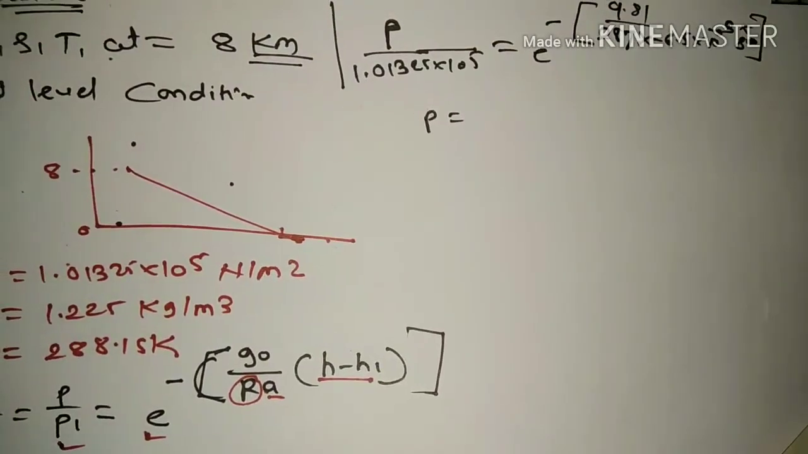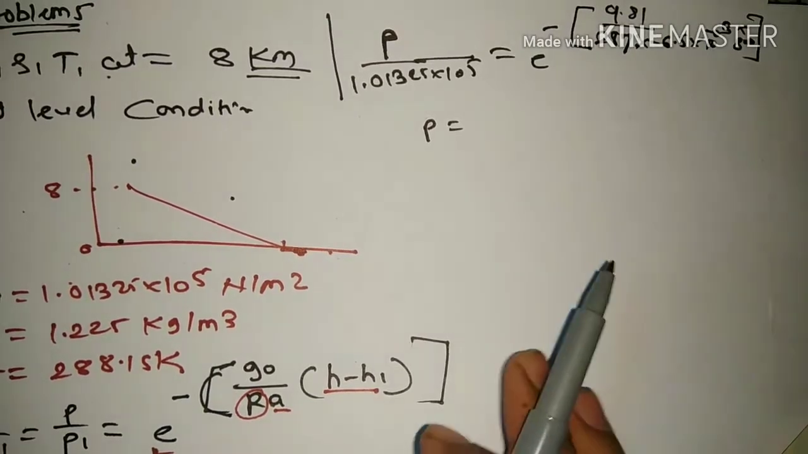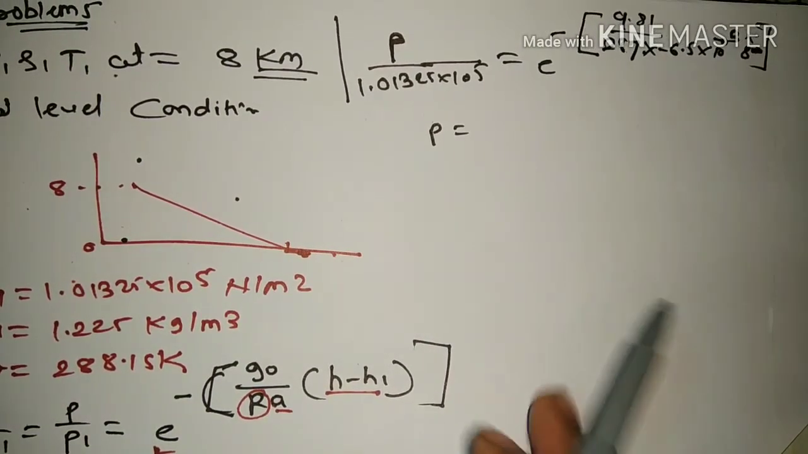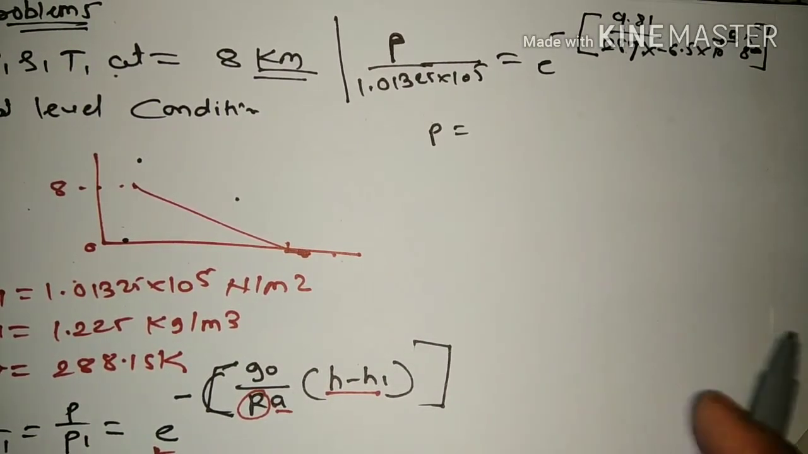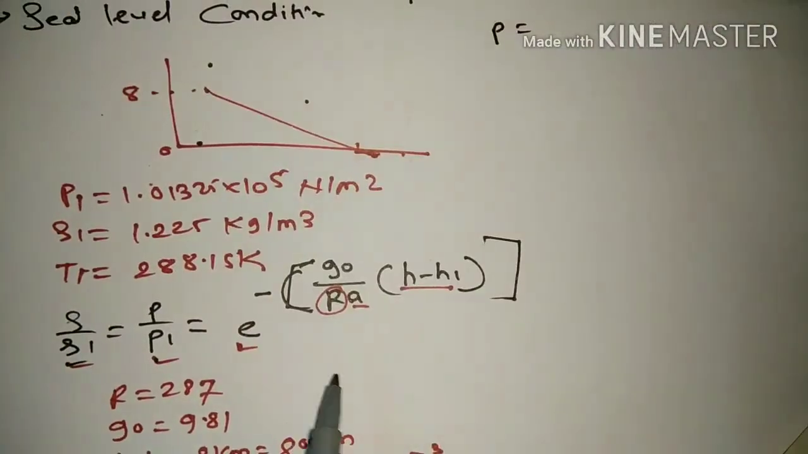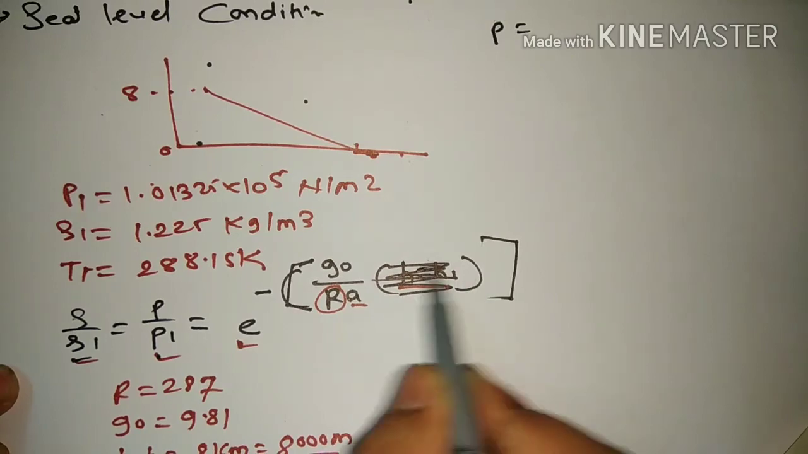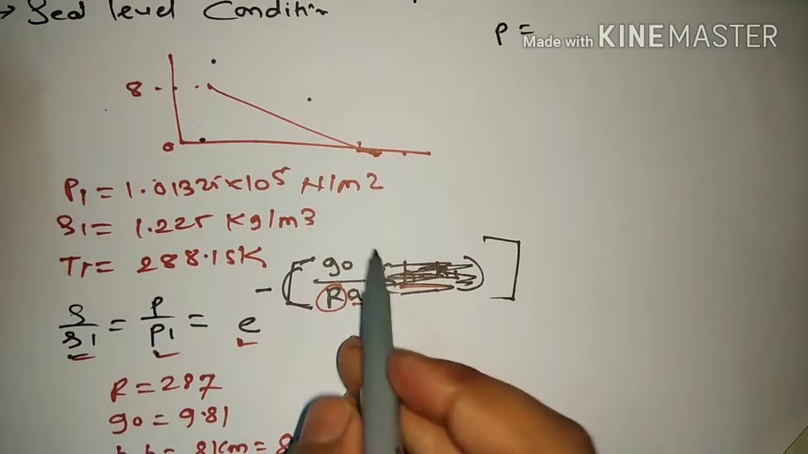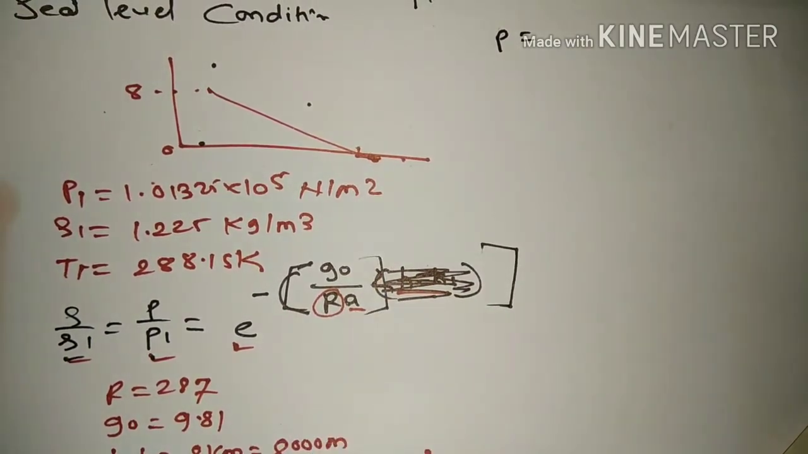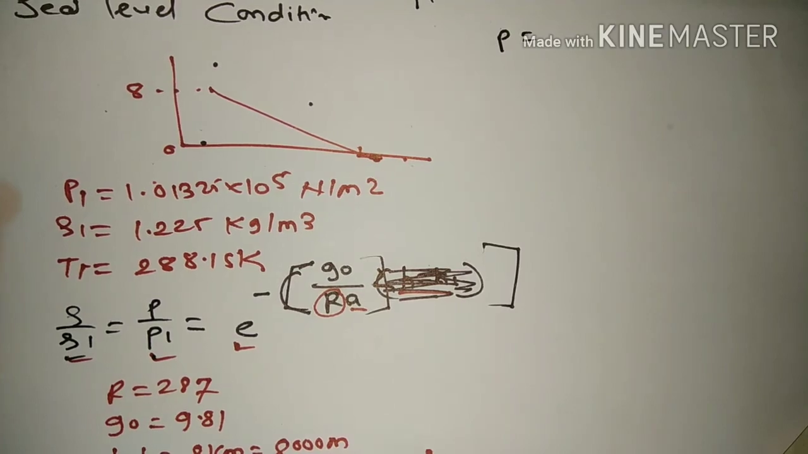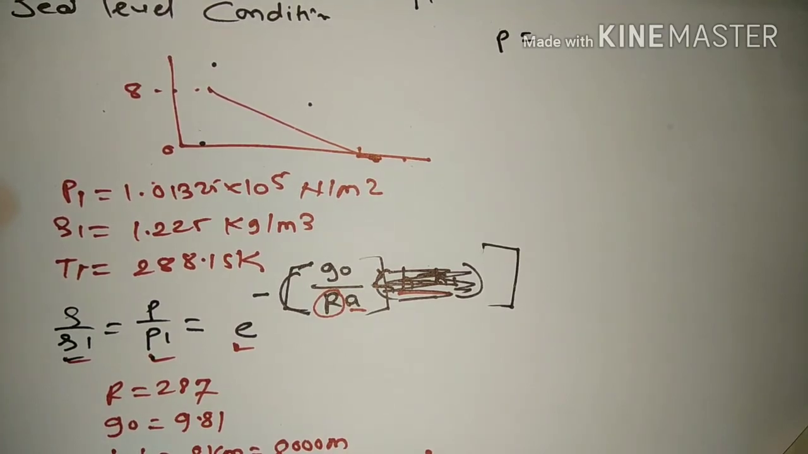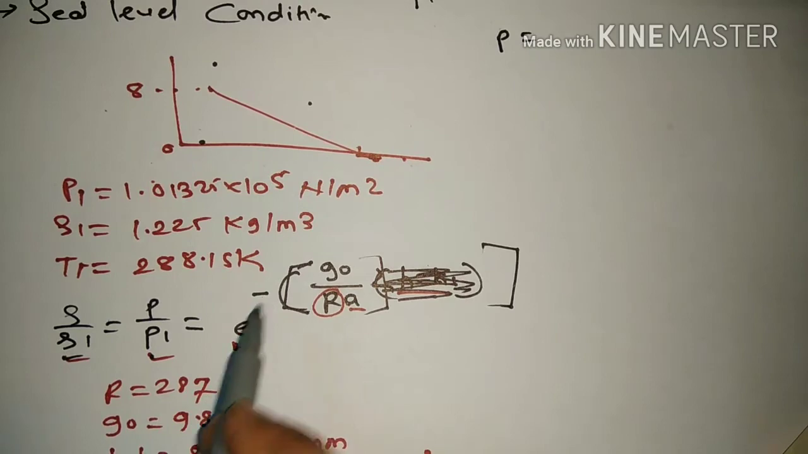okay guys, we were finding the pressure. Actually this formula is a little bit different. We don't have to use this one; that is for the tropopause. Only the G0 by RA formula is completely different. Actually I have put the wrong formula here.